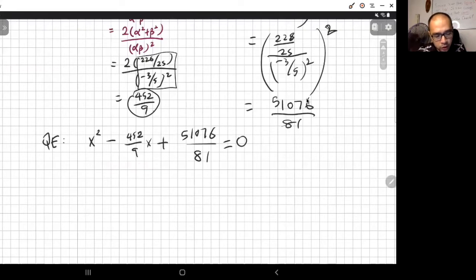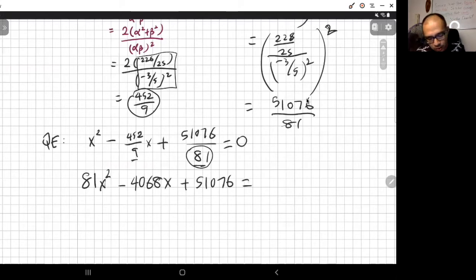So in order to get rid of these two bottom numbers, we usually multiply with the biggest number lah. So you get 81x squared minus 4068x plus 51076 equals to 0.